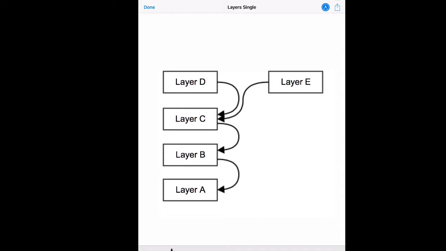If I look at a set of abstractions, and they each represent a set of services or things that that layer can do, we can organize these layers in a way such that each layer is only dependent on the layer below it. So for example, if I were to look at layer A down here, that could be considered a layer that has the most basic services available.